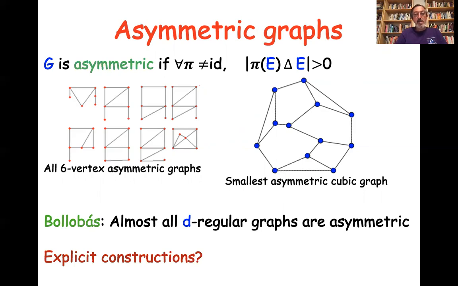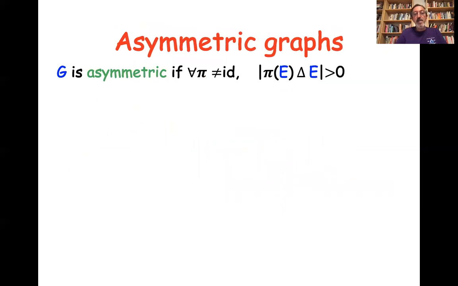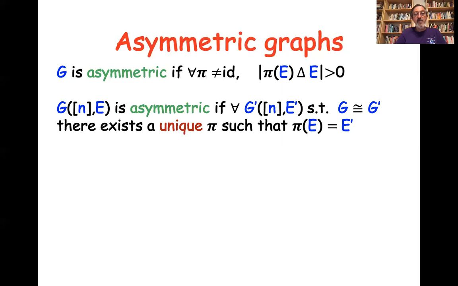Okay, so these are asymmetric graphs. You can define them in several ways that are useful. That's the original definition I gave you. Equivalently, a graph is asymmetric if no matter what other isomorphic graph G' I give you, the isomorphism between them is uniquely determined. So it's isomorphic. There is an isomorphism, but it's unique.